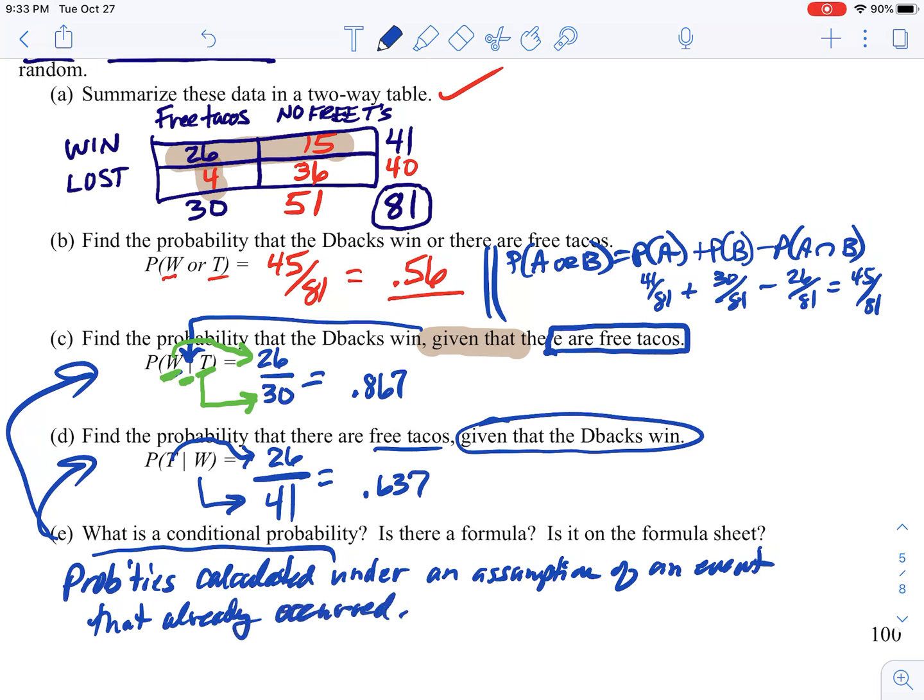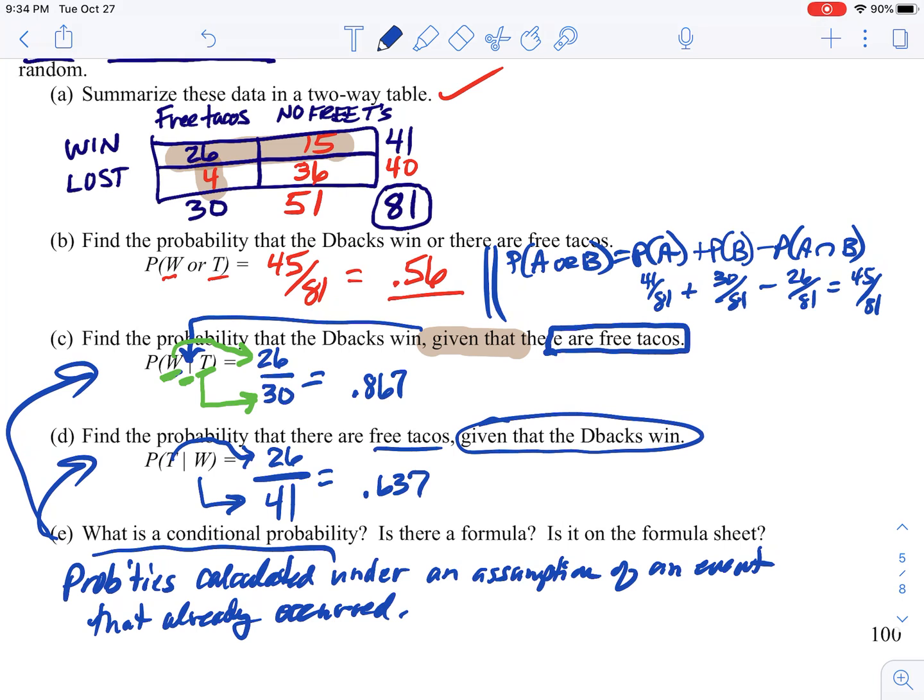I think the book probably says that a lot more clearly and succinctly, but basically there's some sort of an assumption or a condition or something that's already happened, and it's out of that group that you focus your attention. So basically a conditional probability is not going to be out of 81. 81 is the total number of games that they won, but if there's a condition applied to it, then it's probably going to be out of the 41 wins or out of the 30 free taco nights. It's not going to be out of the total 81. So conditional probabilities are usually always about the numbers inside the table, not out of the total 81.